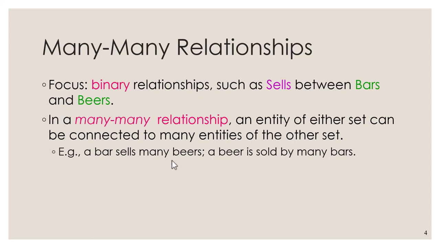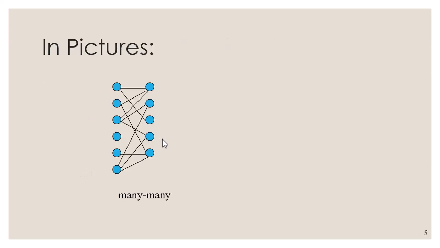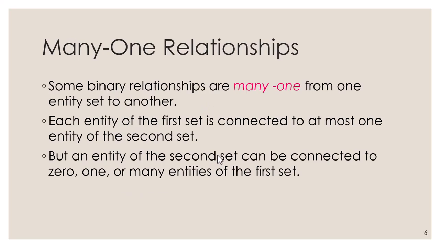So a bar sells many beers and a beer is sold by many bars. Okay, so this is a many-to-many and you will not see any of the arrows here, it'll just be lines. Okay, this is an example many-to-many, so this one goes to two different entity sets, same thing here, and then in both directions it's many-to-many.